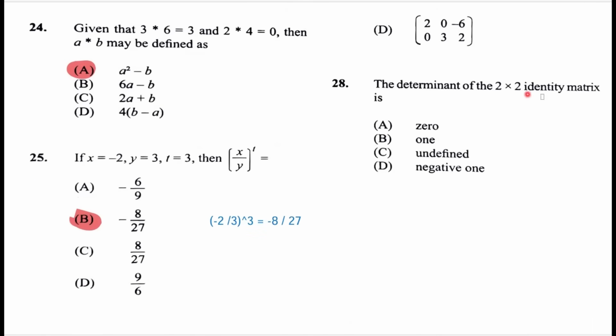So the determinant of 2 by 2 identity matrix is, identity matrix 1, 0, 0, 1. All right. Determinant will be 1 by 1 minus 0 by 0. That should give you 1.